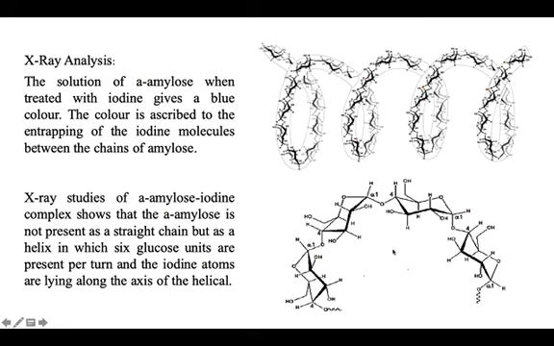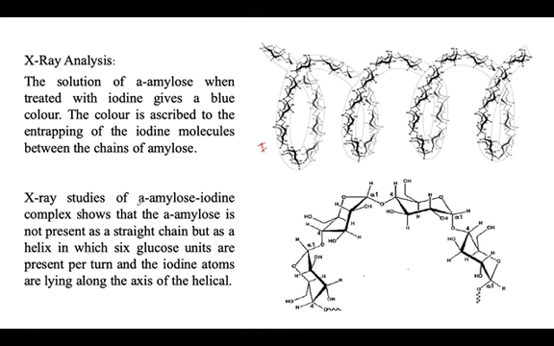Further, it was shown that the iodine solution of alpha amylose had a blue color, and it was because of the adsorptive property of alpha amylose. With iodine it gives a blue color. The color is ascribed to entrapping of iodine molecules between the chains of the amylose. This was actually confirmed by X-ray studies.